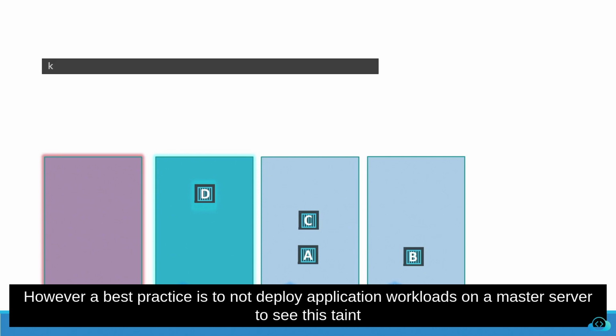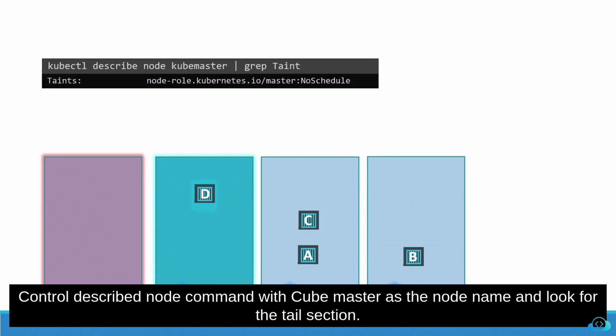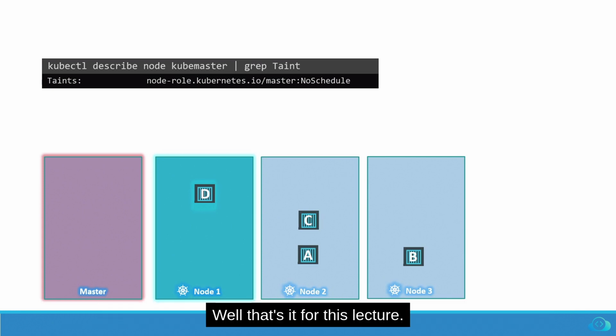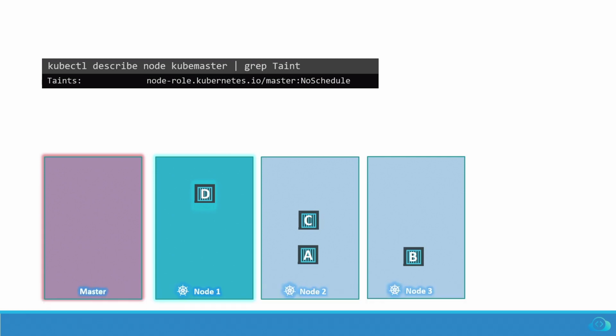To see this taint, run a kubectl describe node command with kubemaster as the node name and look for the taints section. You will see a taint set to not schedule any pods on the master node. Well, that's it for this lecture. Head over to the coding exercises section and practice working with taints and tolerations.